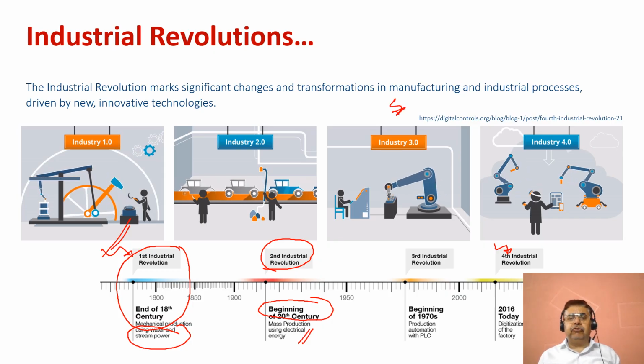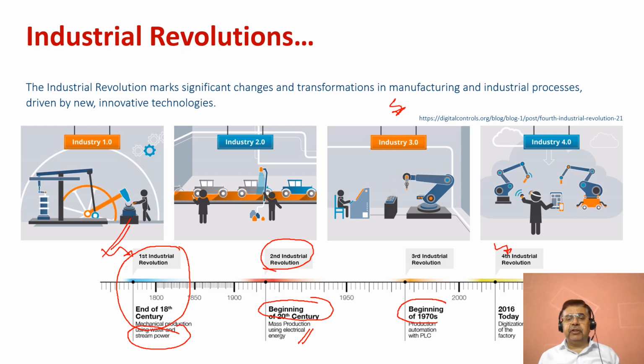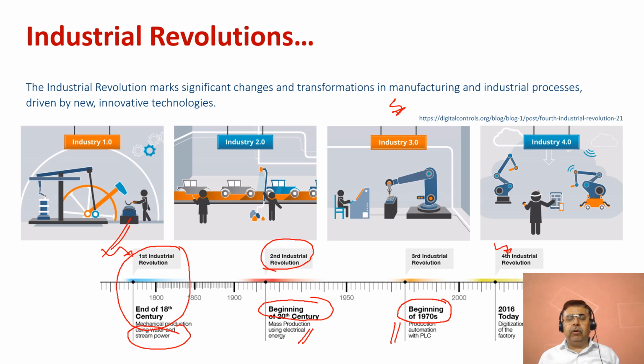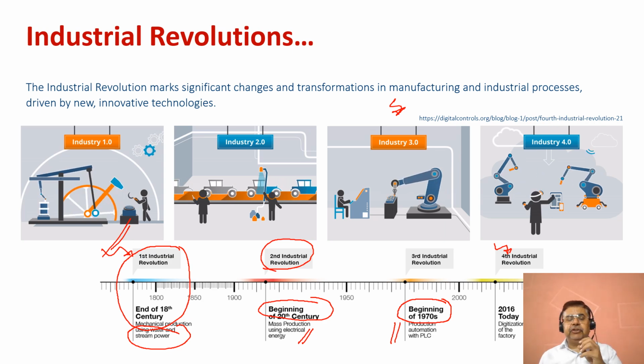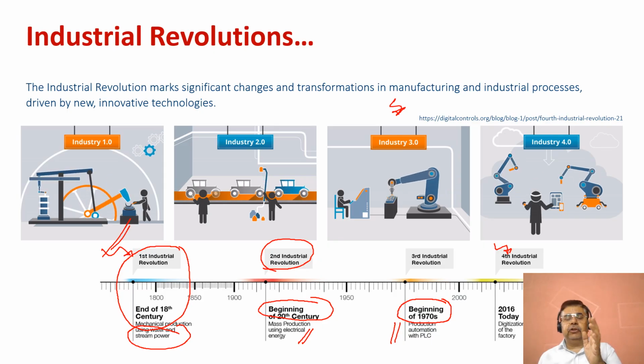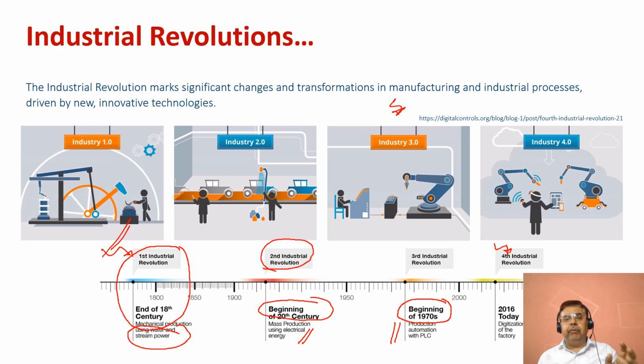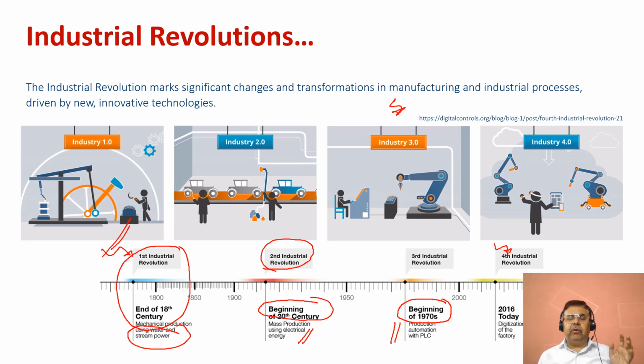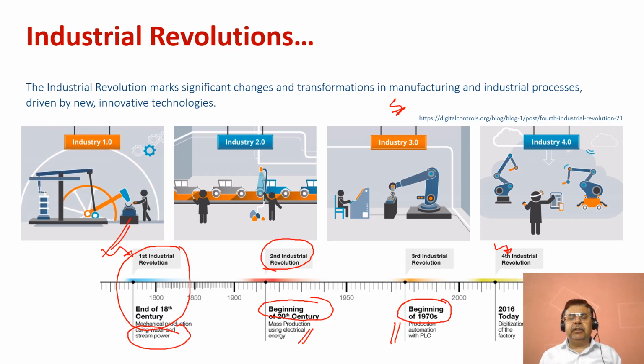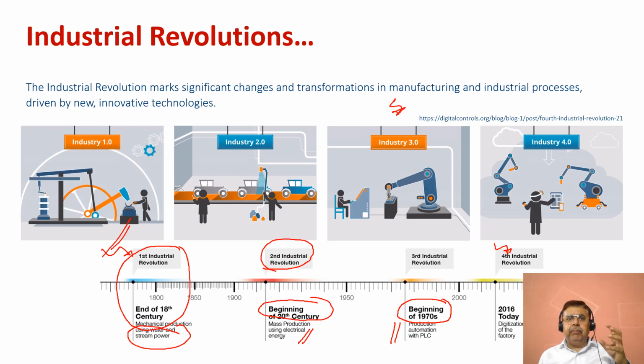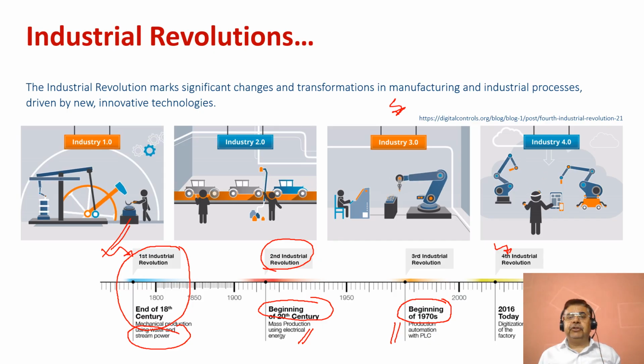Industry 3.0, or the third industrial revolution, came into existence in the beginning of the 1970s. Now here programming was the key technology which came into existence. For example, PLCs, programmable logic controllers, or CNC, computer numerical control machines, or programmable robots. So all these things came into existence during the third industrial revolution, and programmable devices was the key technology which came.